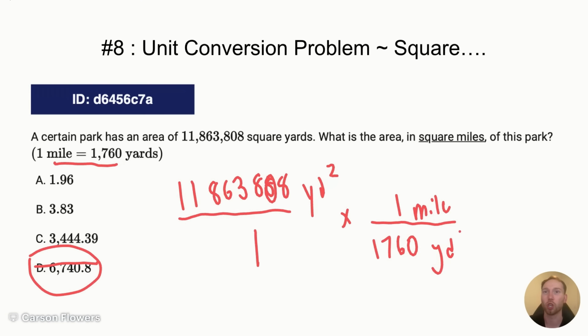You have to do yards squared to get miles squared. Because remember, we have 2 yards here. We need 2 yards on the denominator. So that means we actually need to do 1760 squared. So what I need to do is divide 11,863,808 by 1760 twice. So let's go ahead and do that. If I do it twice, then I get answer choice B, which is the correct answer for this question. And these yards will cancel out, and I will be left with 3.83 miles squared.